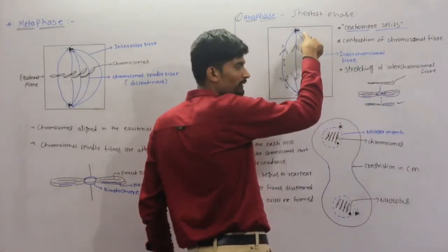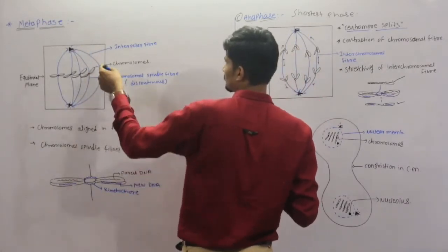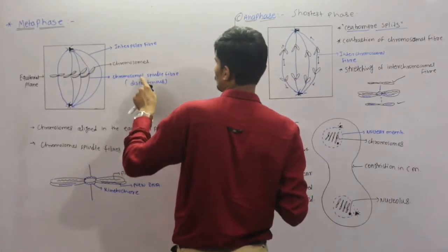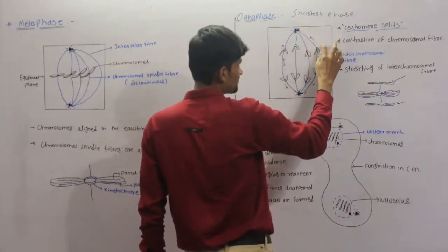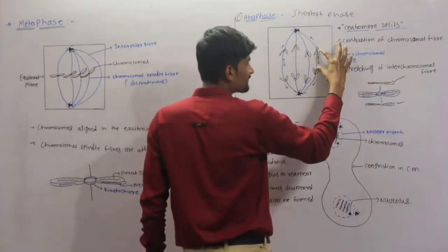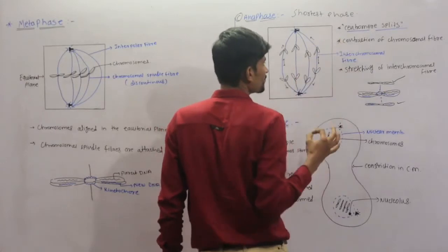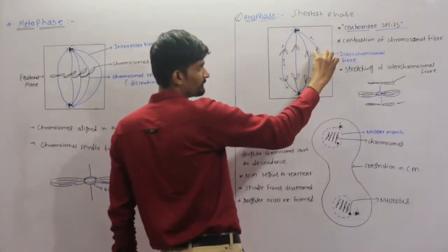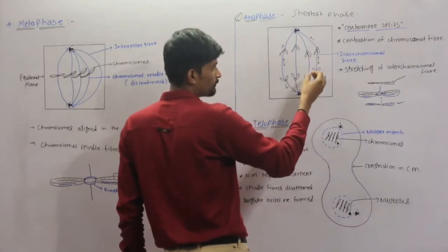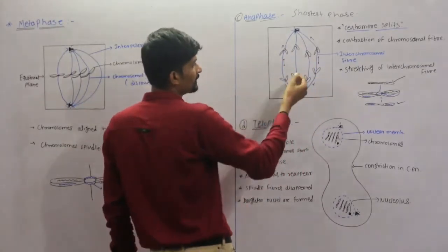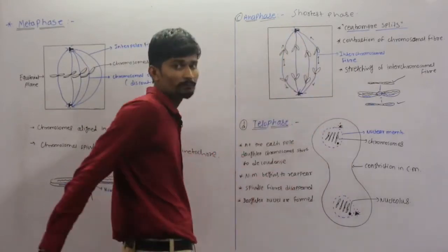This is the chromosomal fiber we have seen in the metaphase, also called the chromosomal spindle fiber. So these are the chromosomal fibers, and these are interpolar fibers, and this one is a new fiber, the interchromosomal fiber. Why interchromosomal? Because it is present in between the chromosomes. So basically two forces are responsible for the splitting and the transfer of the chromosomes to the two opposite poles.